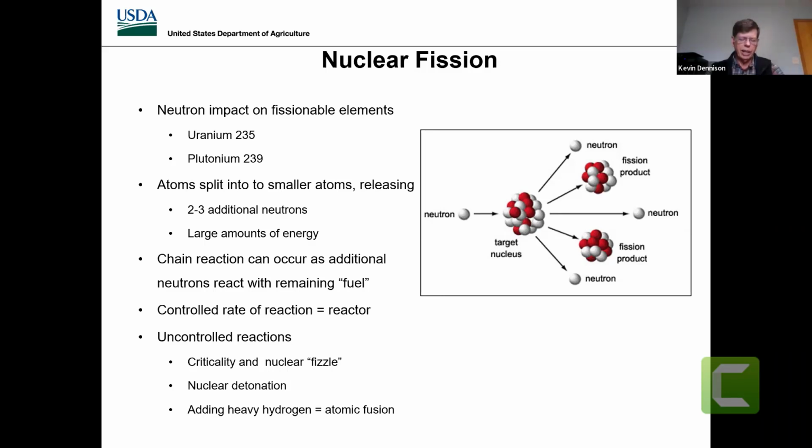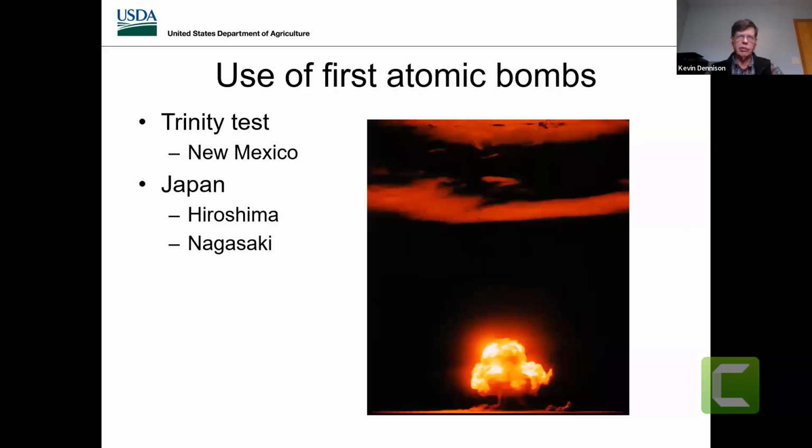If you compress that, either by compressing it through an explosive or a high energy impact of one piece of uranium into another, you can get a nuclear detonation. And then if you infuse heavy hydrogen into it, then you can get a hydrogen bomb. And so that's the basics of nuclear fission.